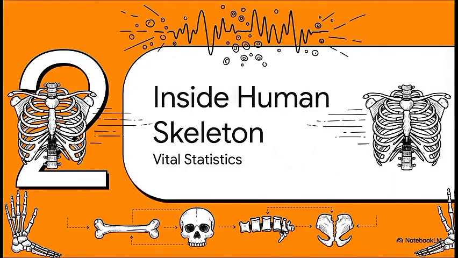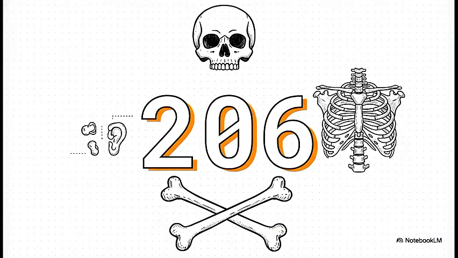Moving right along to Section 2, Inside the Human Skeleton. 206. Now, this is an absolutely critical, vital statistic for us in the medical field. There are exactly 206 bones in the adult human skeleton, and every single one of them plays a distinct, vital role in your overall health and mobility, from the absolute tiniest bones inside your ear to the massive pillars supporting your legs.